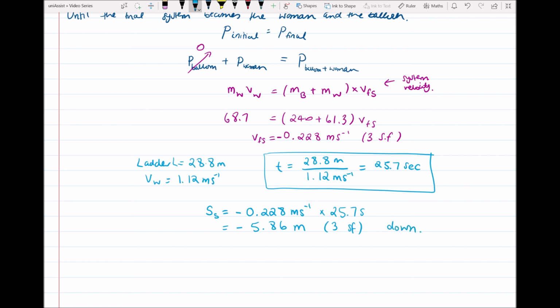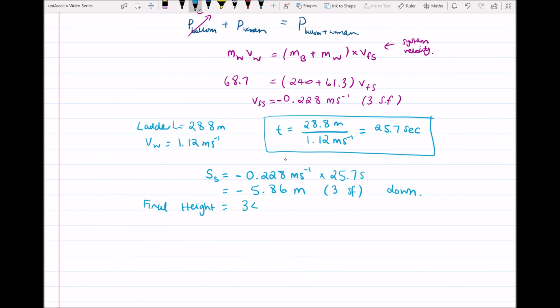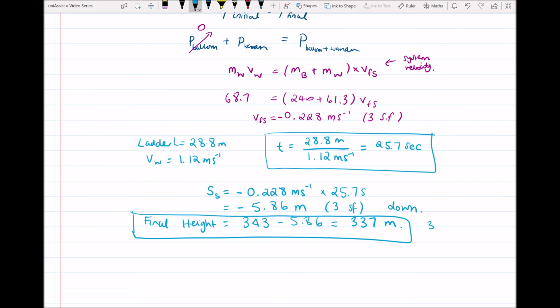Basically, what this is saying is that as the woman was traveling up the ladder, the ladder moved down 5.86 meters. The question is asking, what's our final height, which is equal to the initial height of 343 meters minus the 5.86 meters that the momentum transfer caused, and we get a total answer of 337 meters. So that's our final answer, to 3 sig figs. And this is again above ground, so don't forget that.